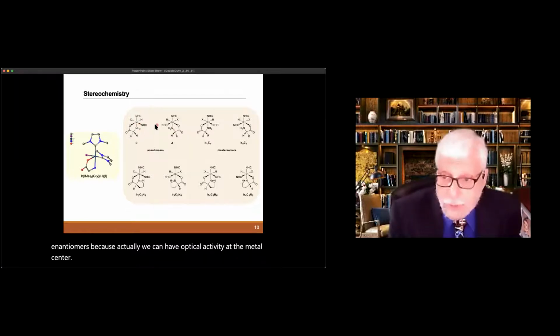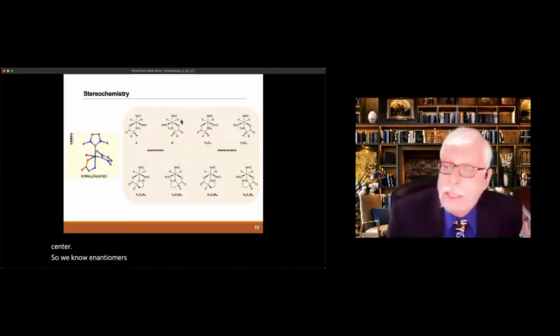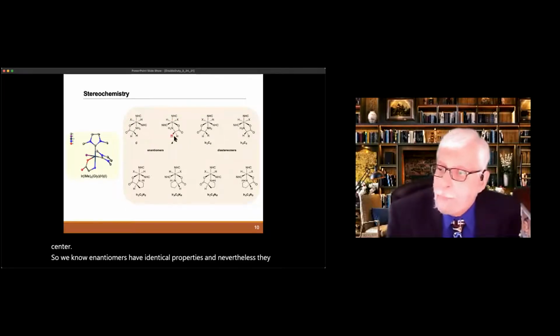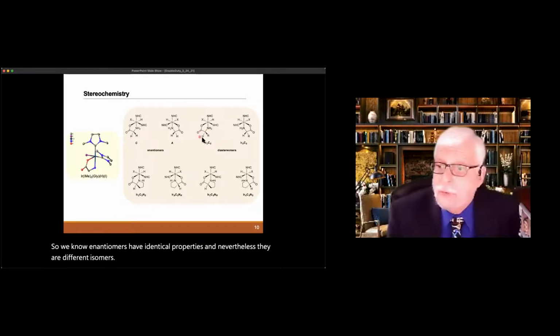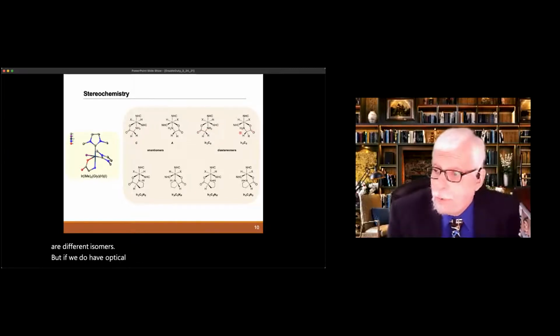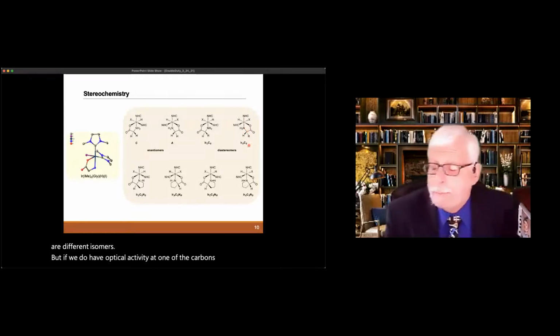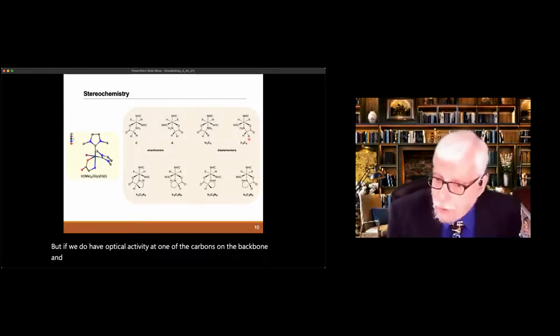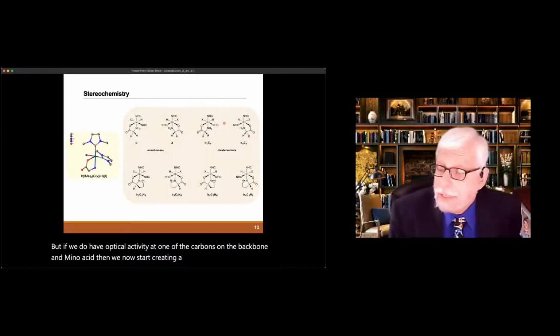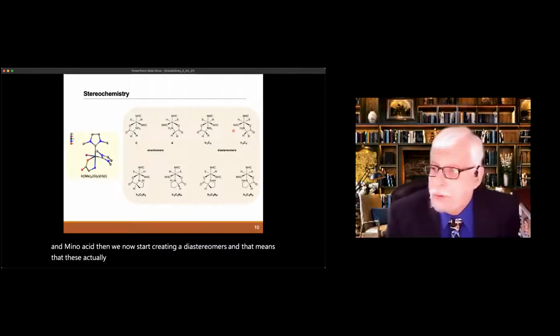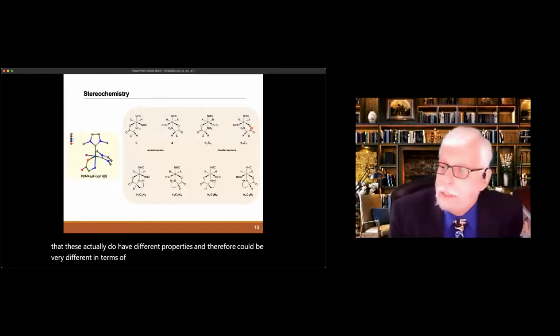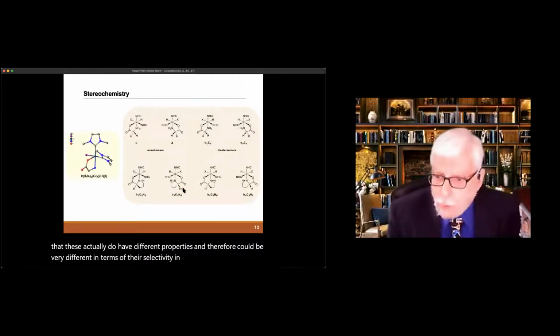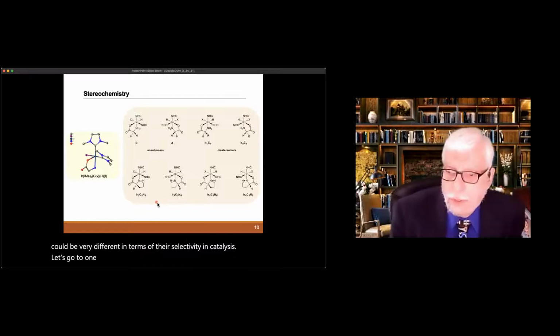So we know enantiomers have identical properties, and nevertheless, they are different isomers. But if we do have optical activity at one of the carbons on the backbone amino acid, then we now start creating diastereomers. And that means that these actually do have different properties and therefore could be very different in terms of their selectivity in catalysis. Let's go to one more level of complexity.